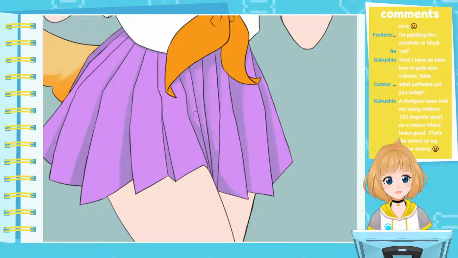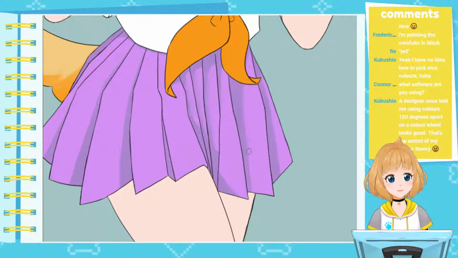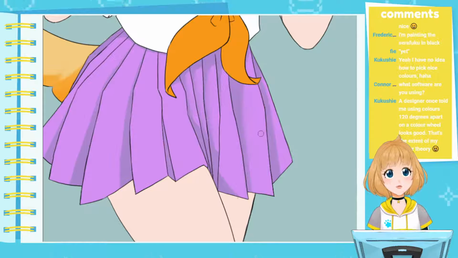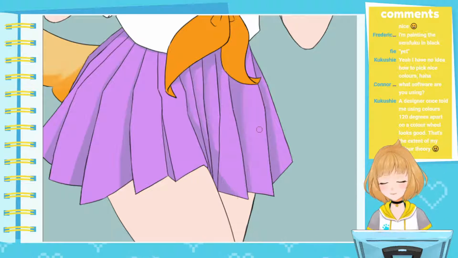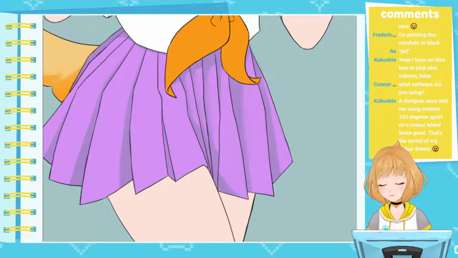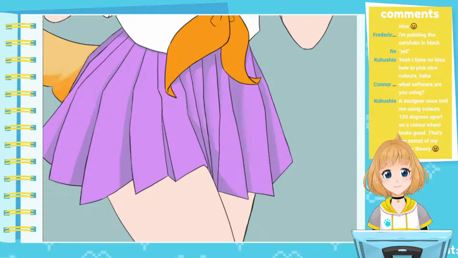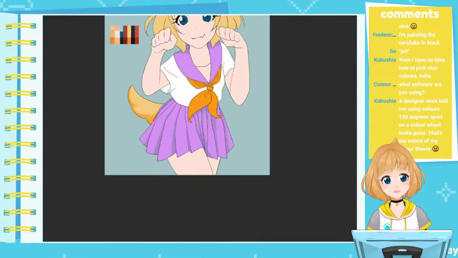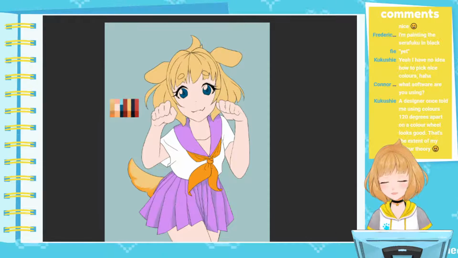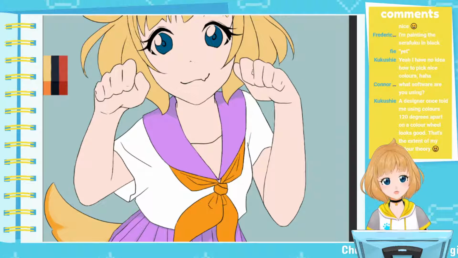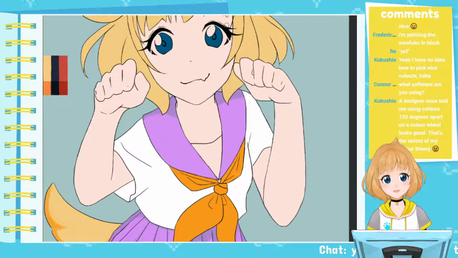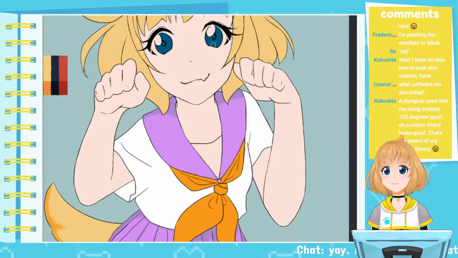Recently I figured out the best way for me to color. 120. That's what we did. That is pretty much exactly what we did, because we started with the hair color and then we went to violet, which is 120 degrees. And then the orange is to match the blue in the eyes, more or less.